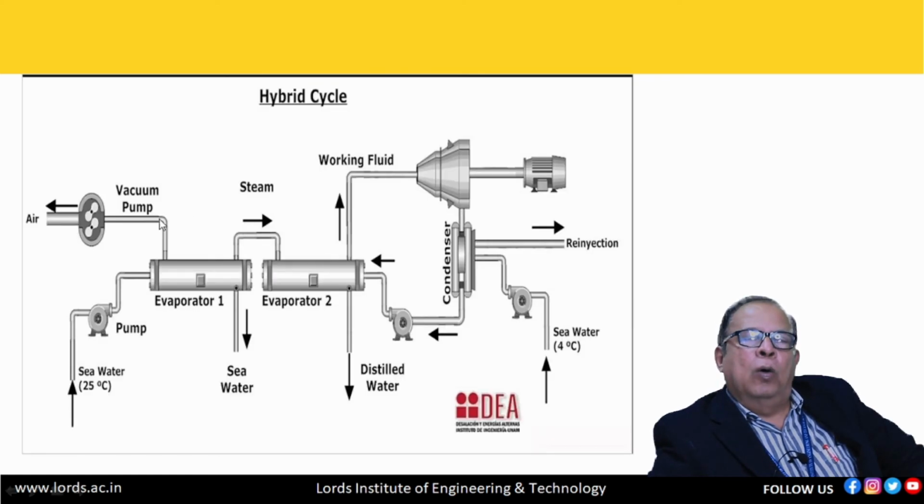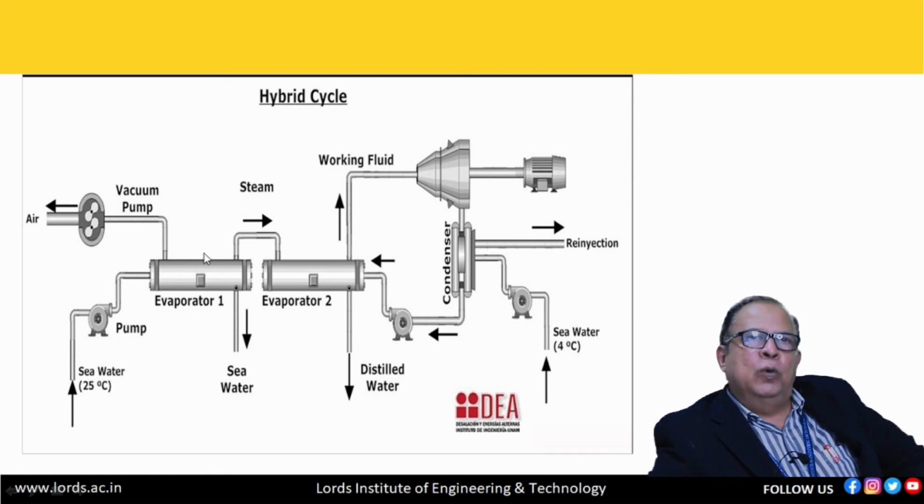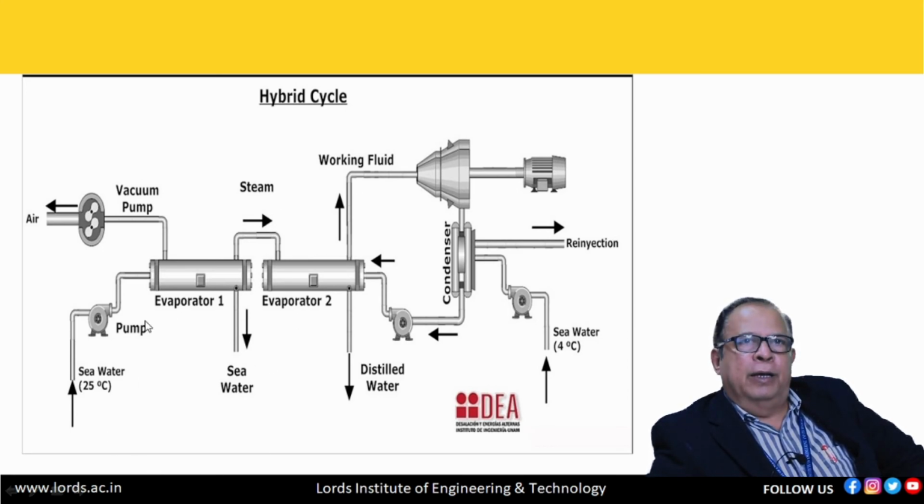Okay, now this is the third one. This is a hybrid system. We are using both the open cycle as well as the closed cycle here. That is why it is called a hybrid cycle. Okay, hybrid cycle OTEC power plant. See here, this is seawater. It will be partially evaporated in the evaporator. It is similar to the open cycle.